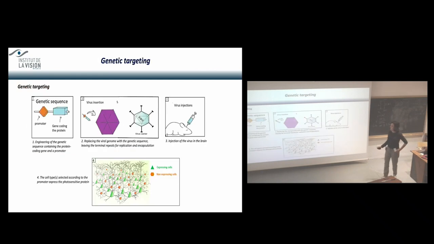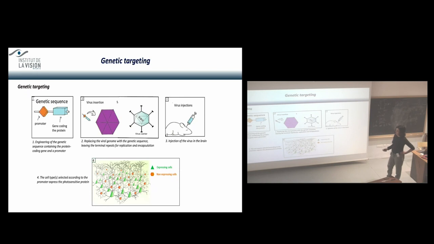So the first step is to find the gene coding for the specific proteins: a calcium indicator, a voltage indicator, or, as you will see afterwards, the optogenetic protein. And this gene is bound to a promoter. And then, okay, now you have this genetic sequence.